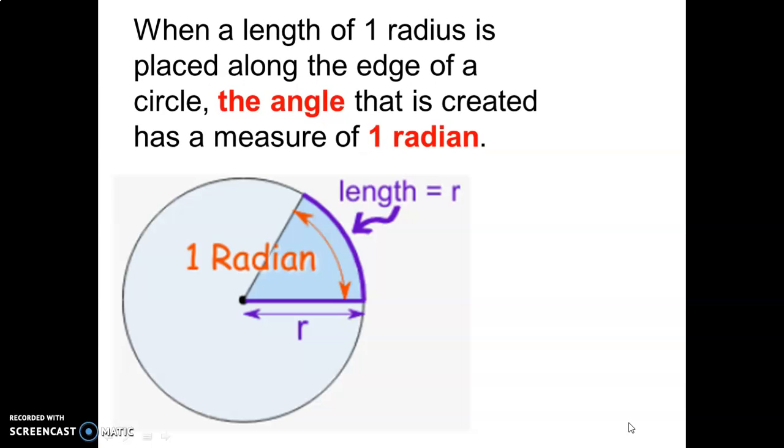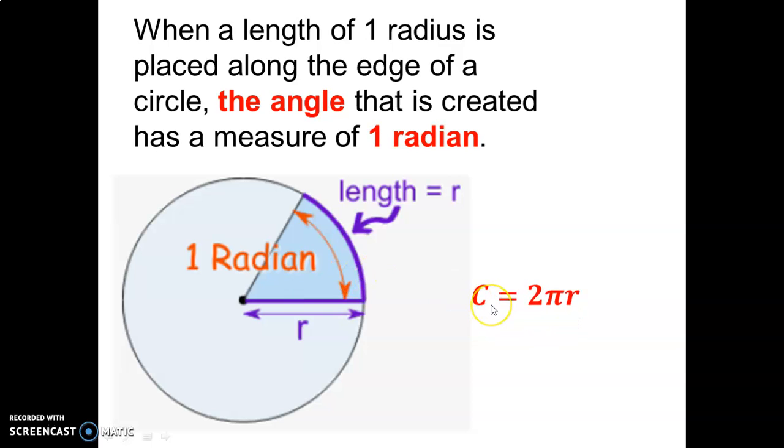Let's talk about a radian. A radian is an angle that occurs in a circle when you take the length of the radius and you wrap it around the circumference of the circle. The angle that is created is called a 1 radian angle.